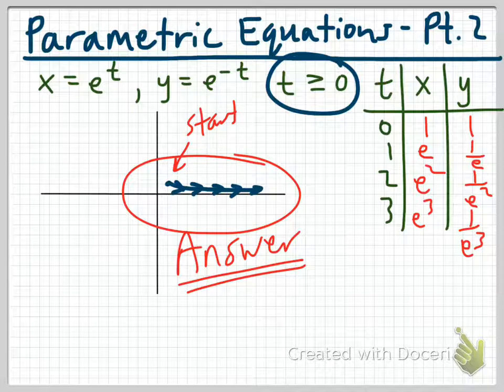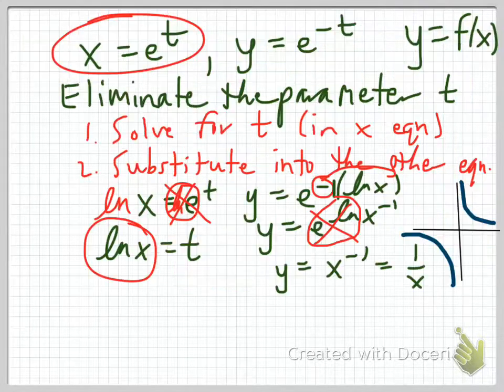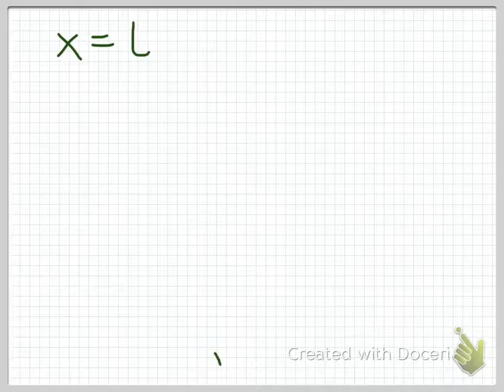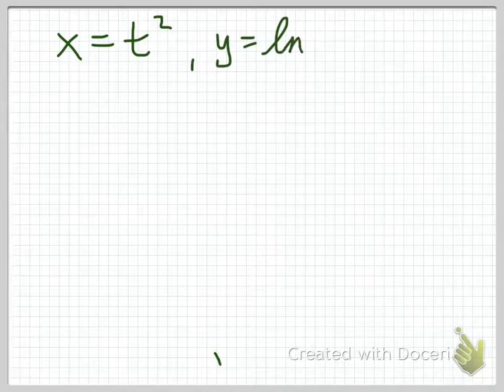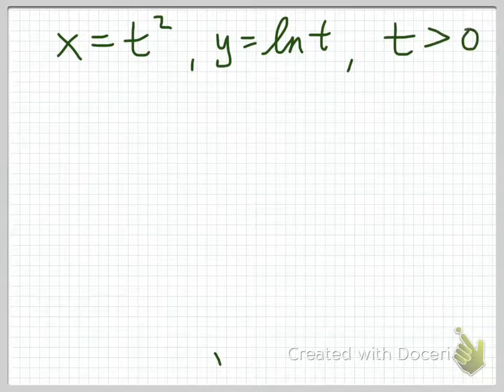Okay, I'm going to show you one more, you know what, I'm not going to show you one more. I'm going to ask you to do one on your own, and let's see if you can handle this. Okay, so let's go over here, and in the next video I will show you the solution to this. So we have x equals t squared, and y equals ln of t, and t is greater than 0.